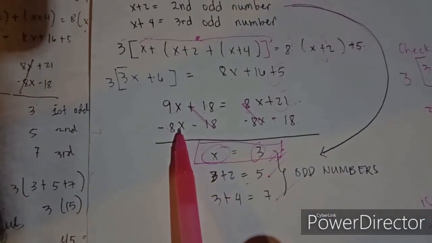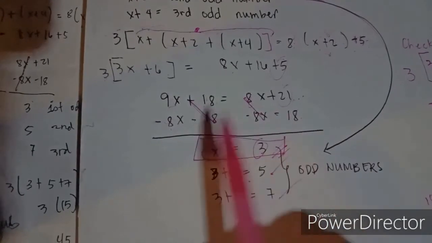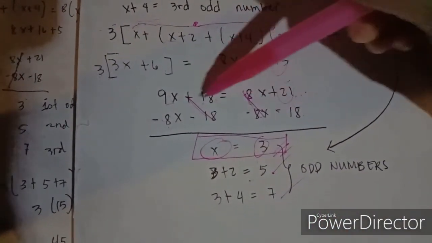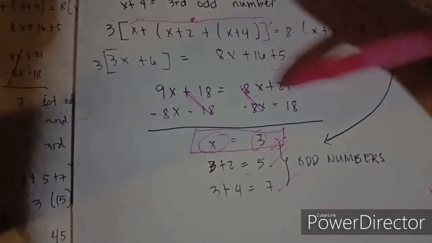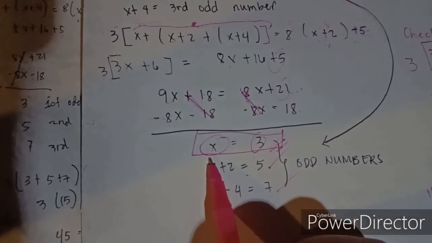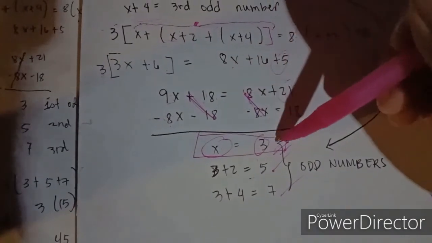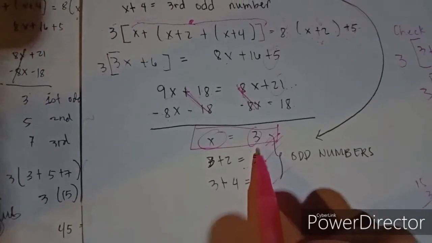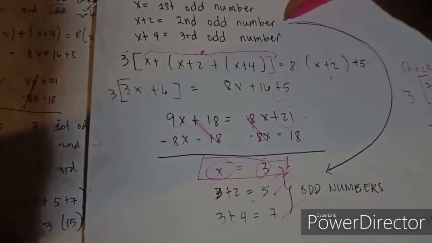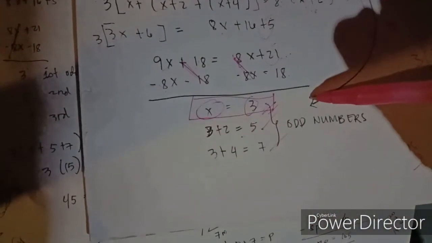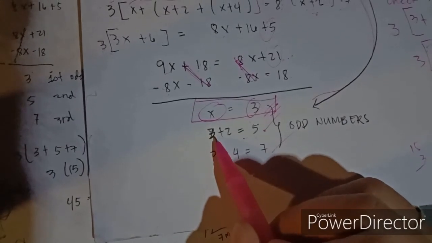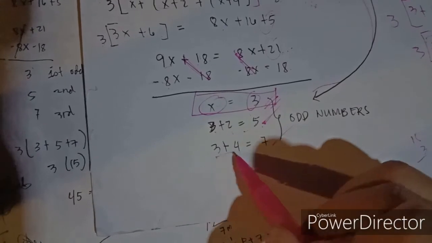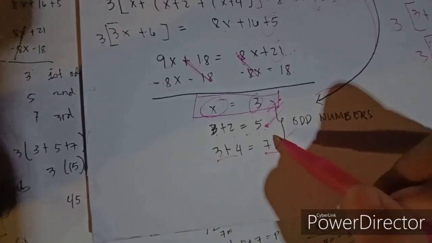So we have to subtract them from both sides. So this will be 0, and this will be cancelled out, and the remaining will be x is equal to 3. So our x is 3. So let us substitute. Let us go back from this one. x plus 2, or 3 plus 2, will be 5. It is an odd number. 3 plus 4 will be 7, and an odd number.